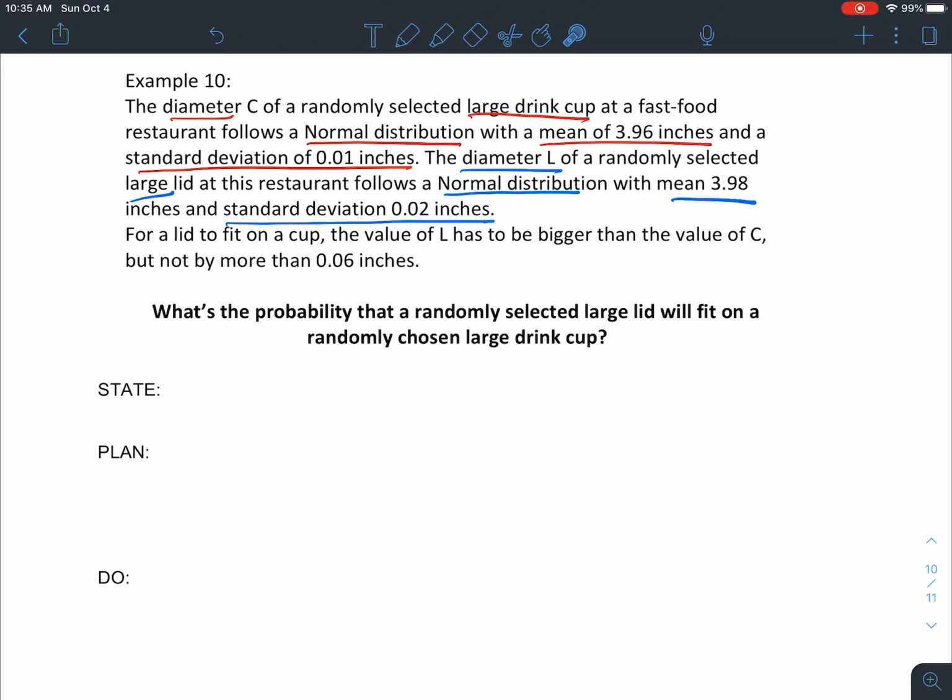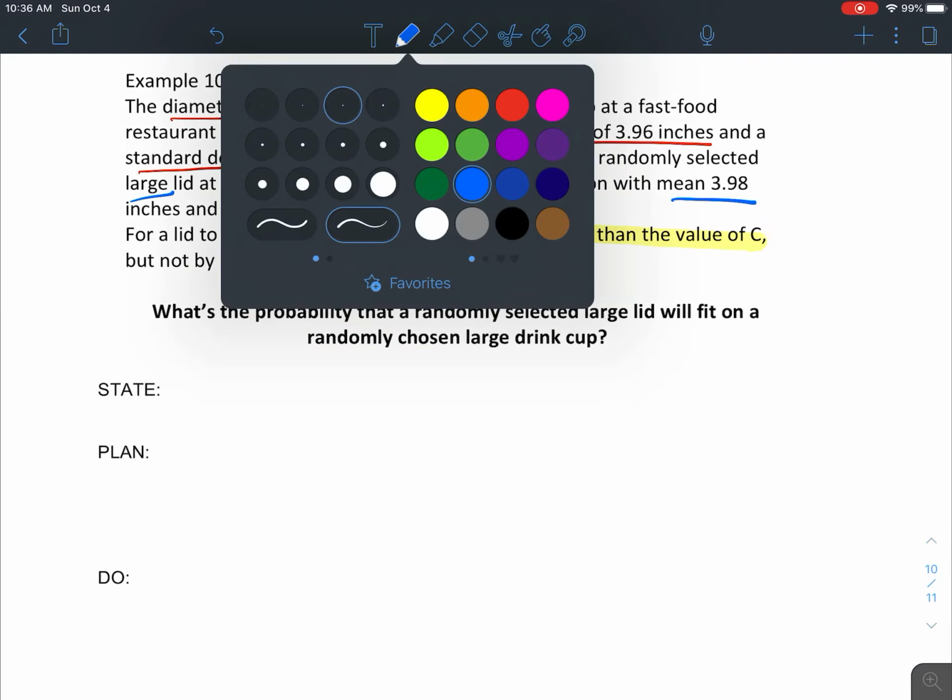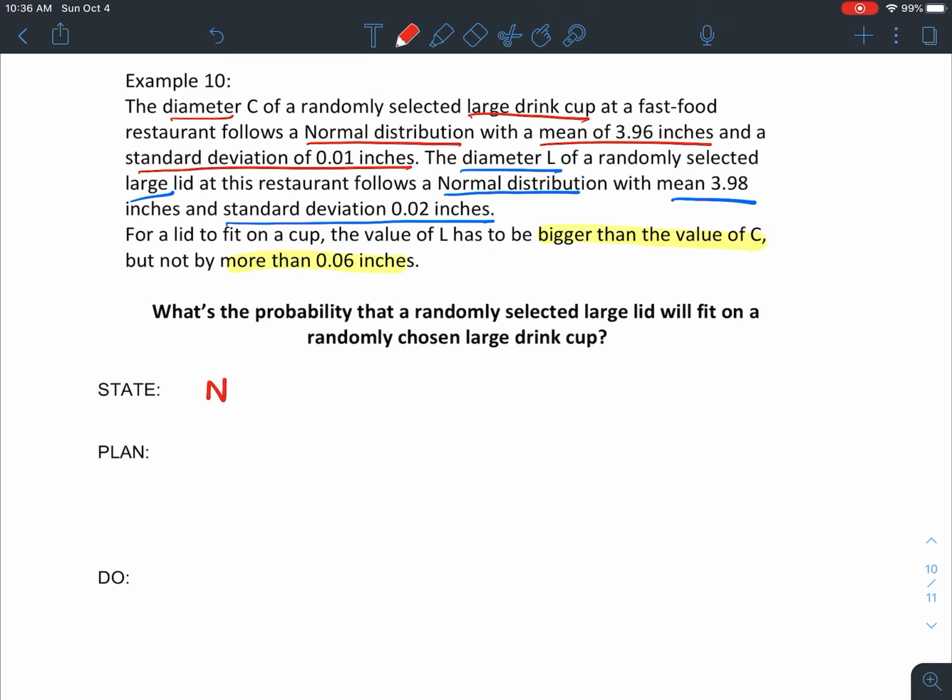It says for a lid to actually fit the cup, the value of the lid, L, has to be a little bit bigger than the value of C, the cup, so it hugs around the outside of the cup. But it can't be any larger than 0.06 inches. Otherwise, it won't snap on and give that snug fit. So it has to be larger than C, but not more than 0.06 inches larger.